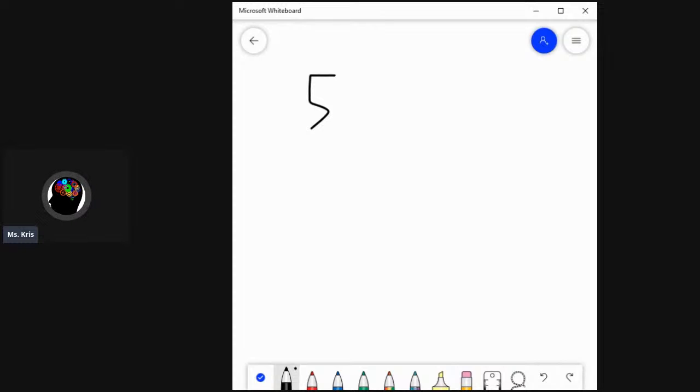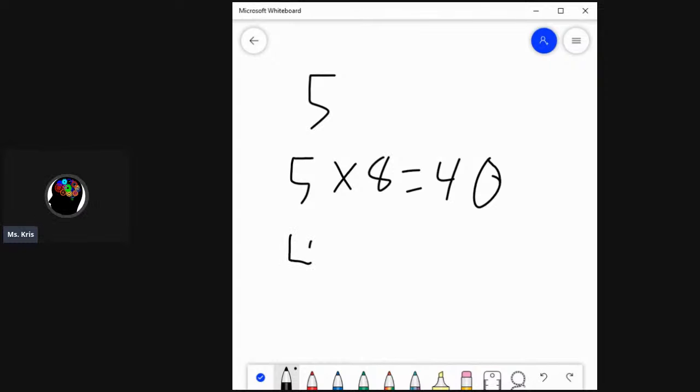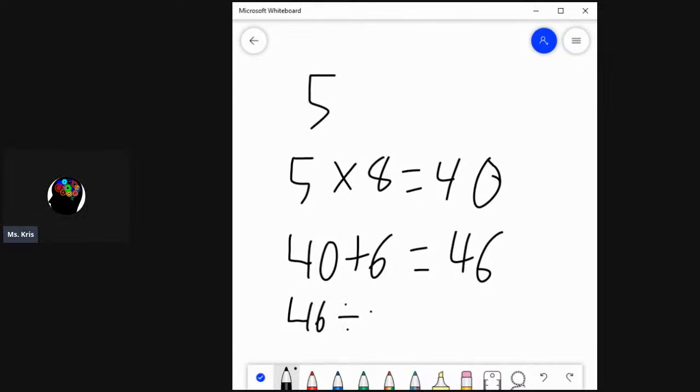With that 5, I'm going to multiply it by 8. So multiply by 8, that gives me 40. Then once I multiply the number by 8, I can add 6, and that gives me 46. Then after I add, I divide it by 2, so 46 divided by 2 gives me 23.